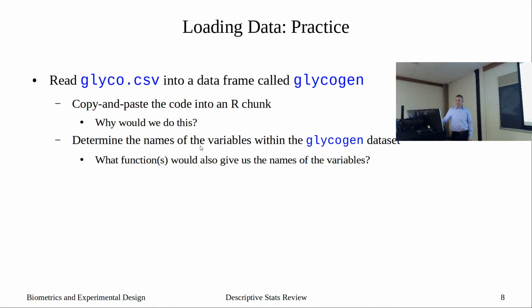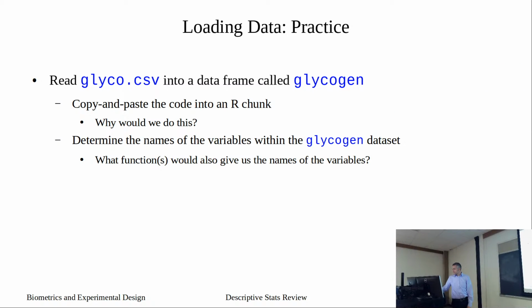So hopefully you've got it in. So just for practice, do glyco.csv. Call it glycogen. Make sure you copy and paste the code into that dataset chunk. And then be able to answer the question: what are the names of the variables that are found in this dataset? Then the last question is, what function or functions would also give us the names?